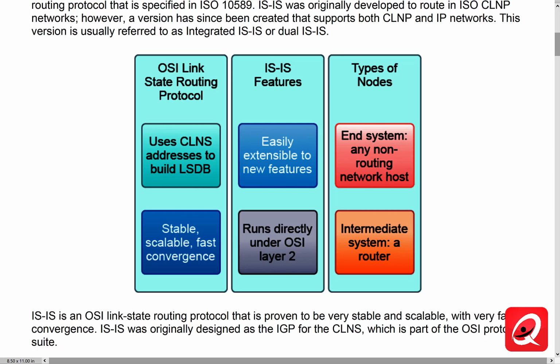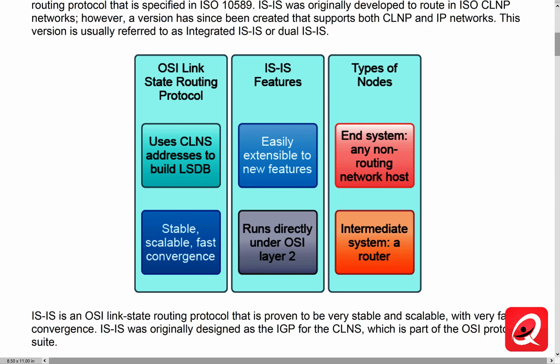We use CLNS to provide that connectionless delivery of data. Connectionless meaning that there's no guaranteed delivery. The packets are not sequenced, they're not acknowledged. But that's pretty typical for a layer 3 protocol, which is what CLNP is. It's the connectionless layer 3 protocol that allows that delivery. We use CLNS addresses to identify the routers. We build our link state database. Those CLNS addresses are called NSAPs, or what we refer to as Network Service Access Points.